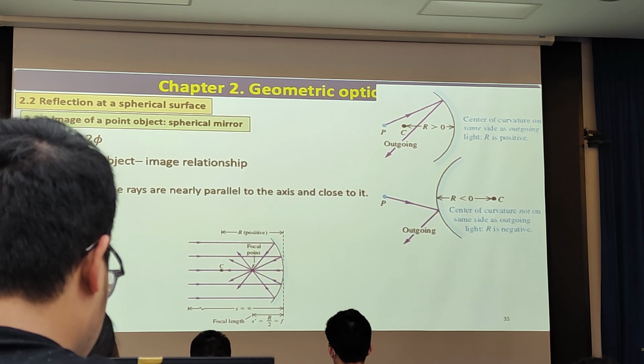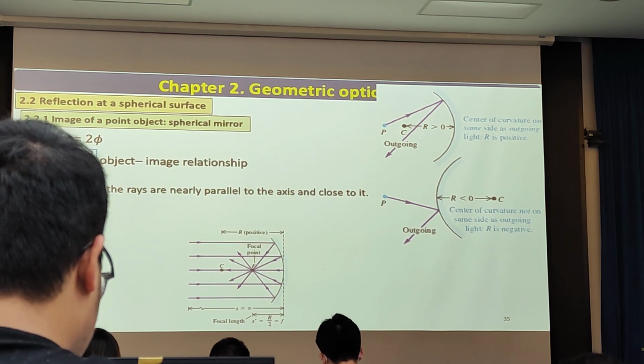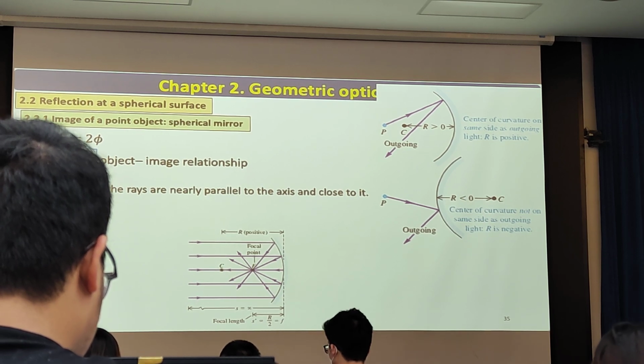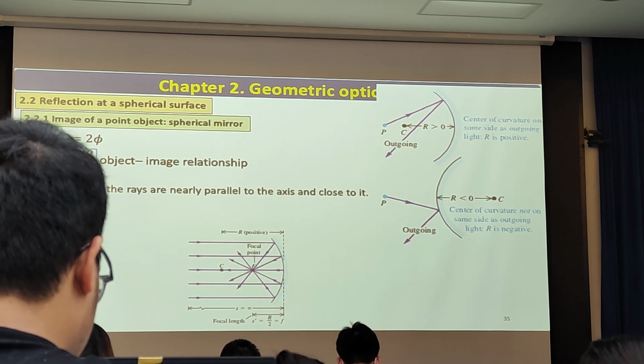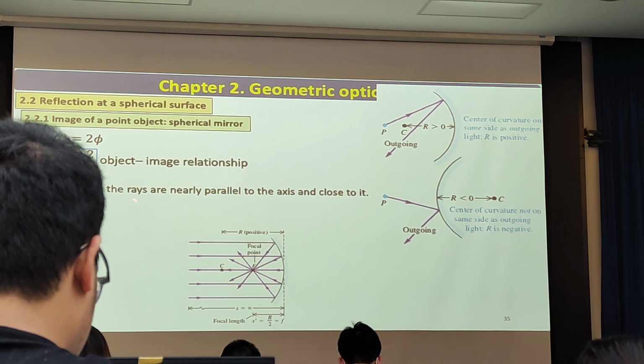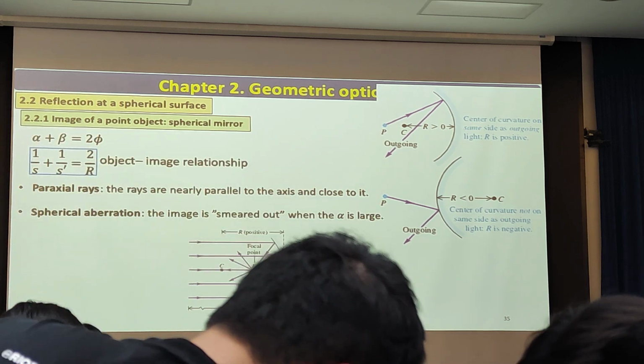And it happens because we use some kind of approximation, as I just told you, in which alpha, beta, and phi are more or less quite small. It happens only when the incoming or incident rays are very close or parallel to the optic axis. That's why we have the case of paraxial rays. The rays are nearly parallel to the axis and close to it. So keep in mind this condition here.